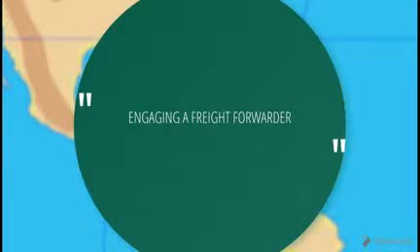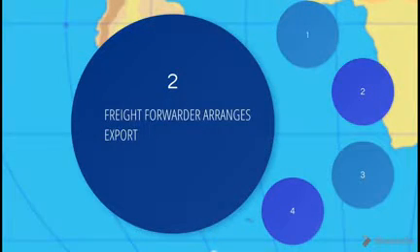And next, they will engage a freight forwarder. The importer can then arrange for a freight forwarder to manage the transportation of the goods from point A to point B easily. And the next step is the freight forwarder arranges export, which involves the preparation of several key documents used in the international shipping process, which are required for customs purposes.